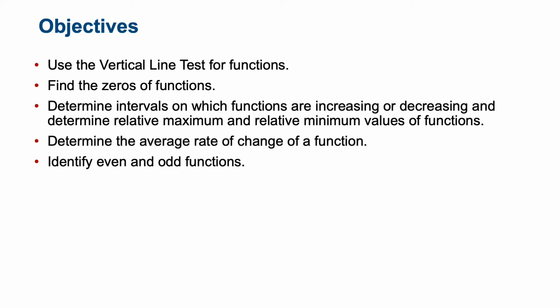At the end of this section, you should be able to use the vertical line test, know what that means, find zeros of functions, know what that means, determine intervals where functions are increasing, decreasing, and determine relative maximum and minimum value of functions, determine average rate of change of a function, and then finally identify even and odd functions.